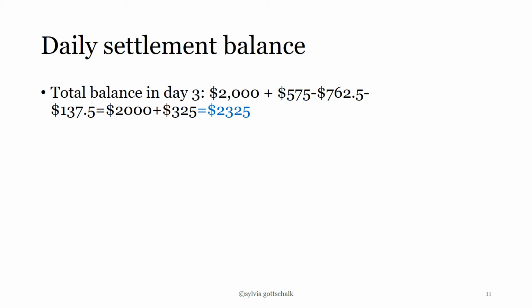Putting it all together, at the end of the third day your balance is the amount you had at day 0, plus the amount you had at day 1, minus, because it's a loss, the amount on day 2, minus, because it's a loss, the amount on day 3, and it gives you $2,325.